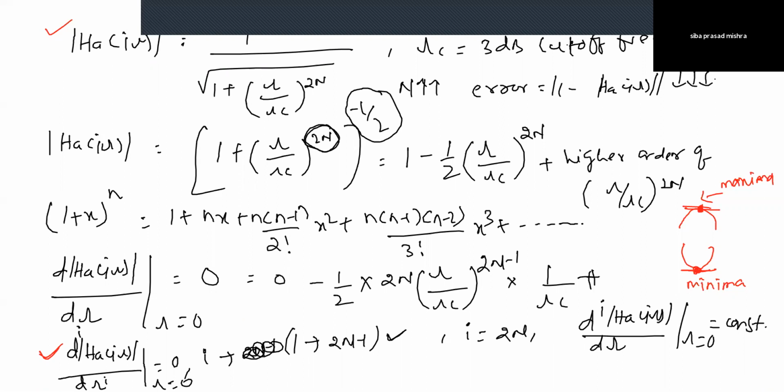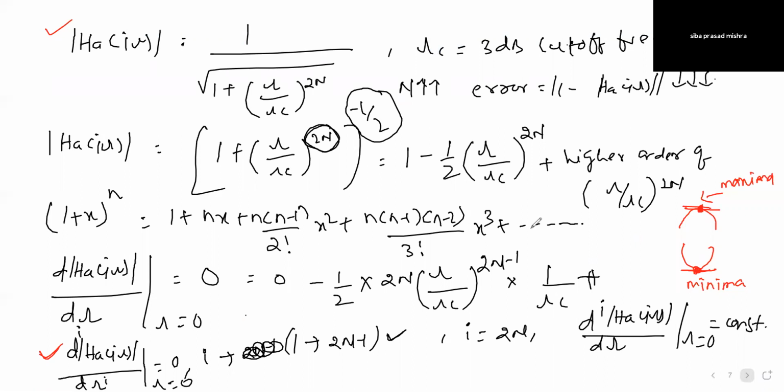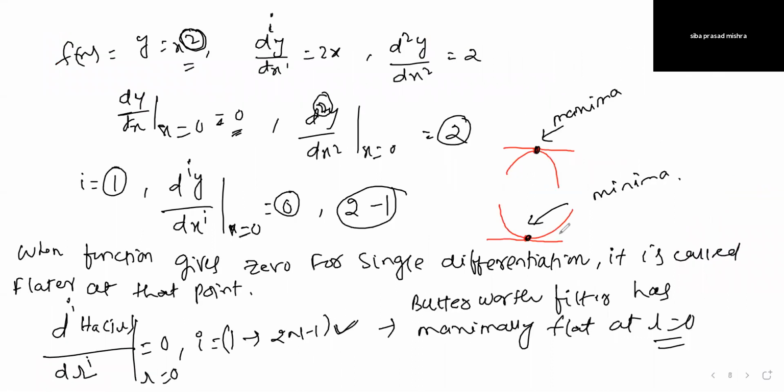After that, the flat point, maxima or minima, is a single flat point for a single derivative equal to 0, but here we get differentiation equal to 0 for multiple values of omega. Hence it is maximally flat. This is very important. It's maximally flat.